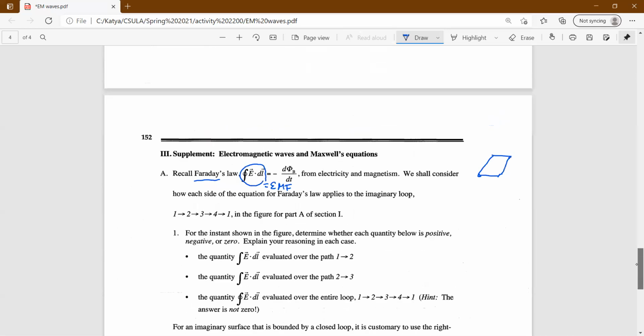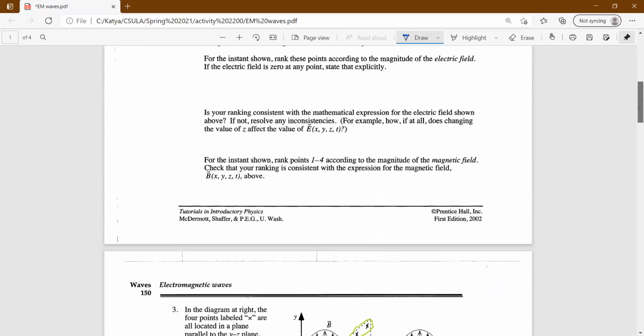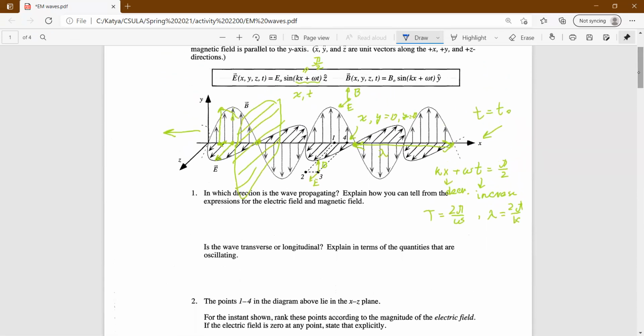I'm going to go back and show you actually where this path is drawn. The path is over here. So this is 1, 2, 2, 3, 4. So we're trying to evaluate electric field.